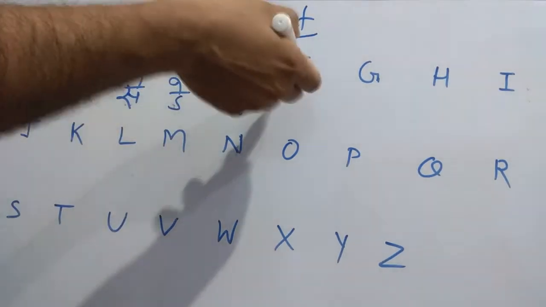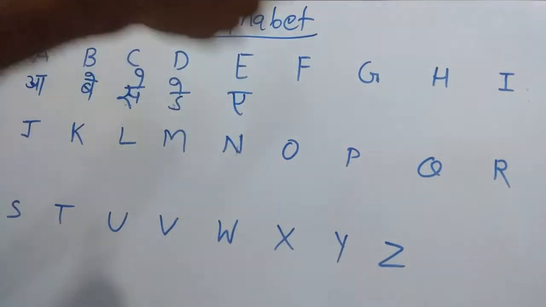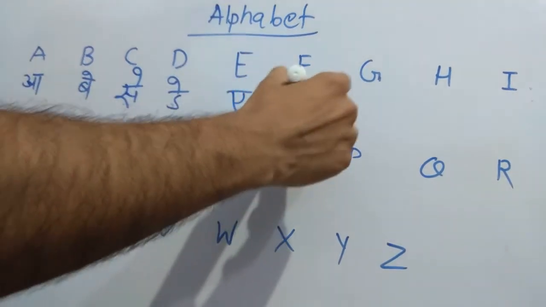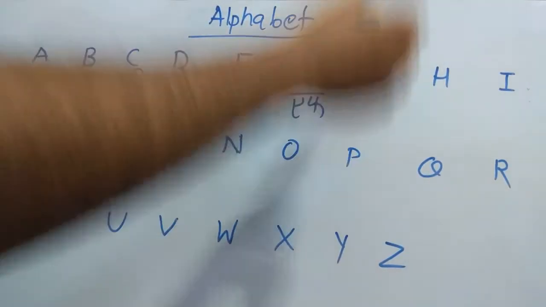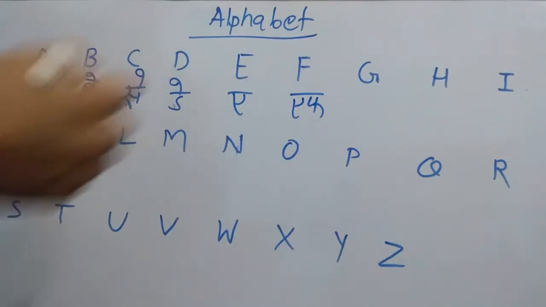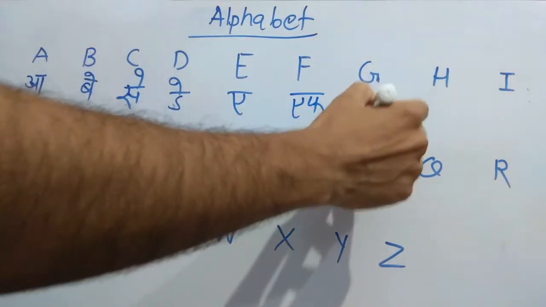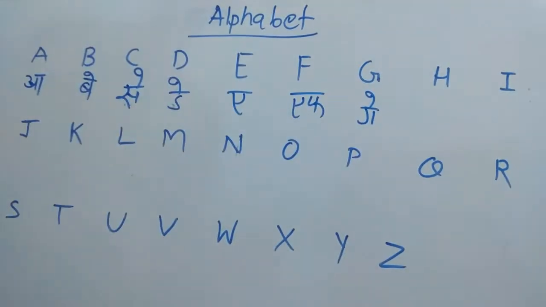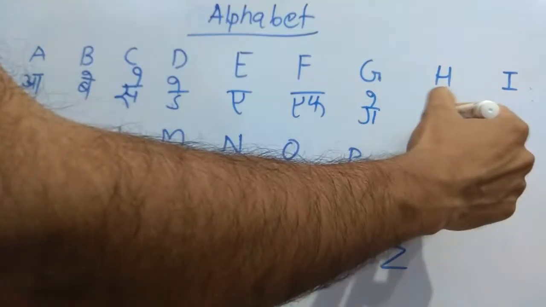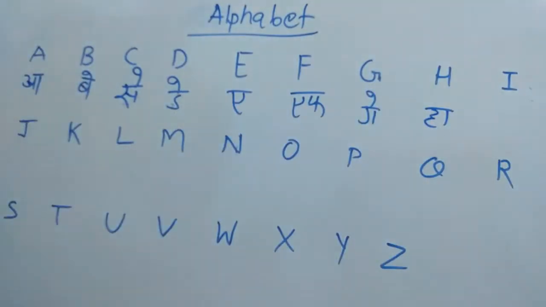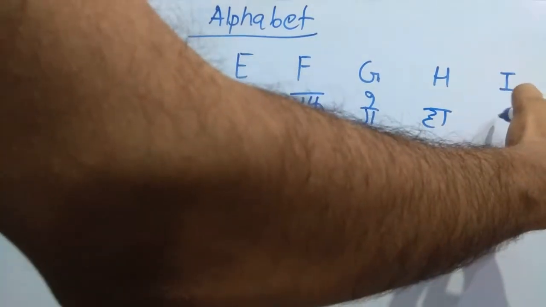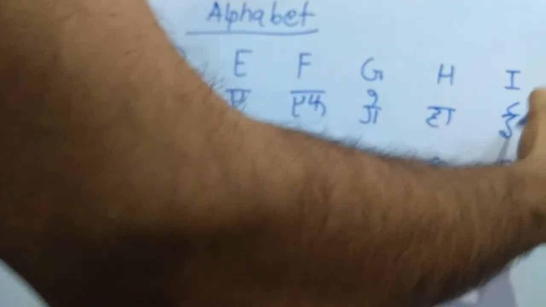F. In German F and in English are the same. F is F. G. G in German is G. H. H is ha. I. I is E.